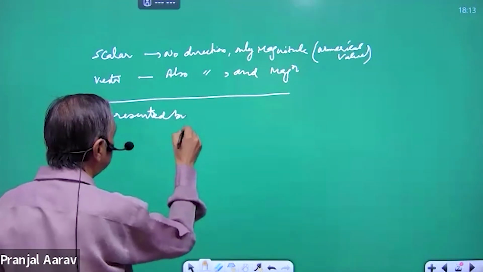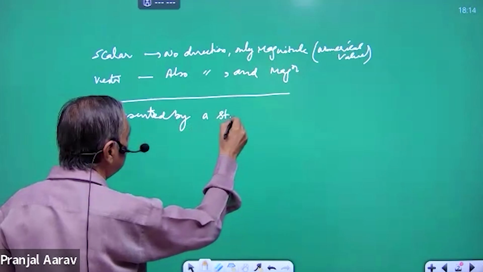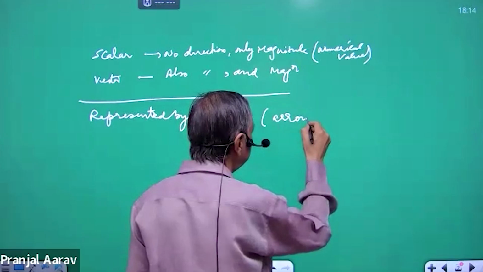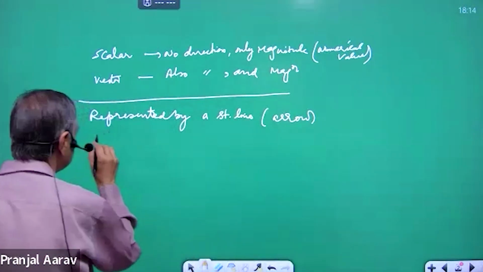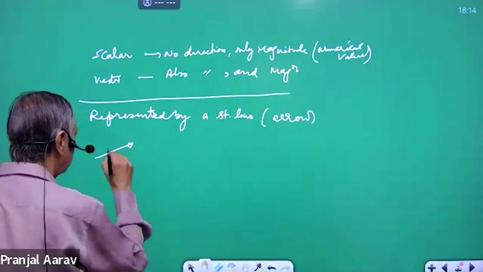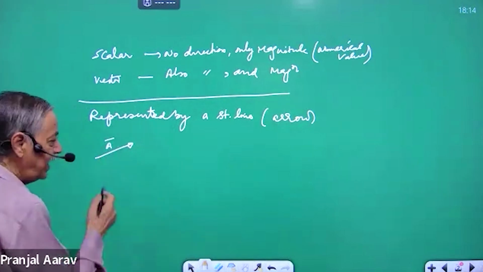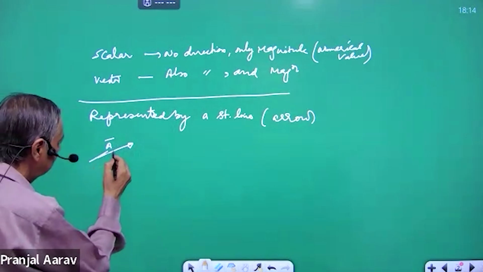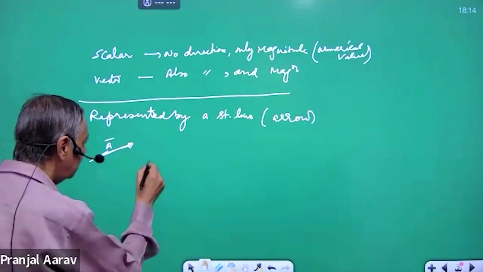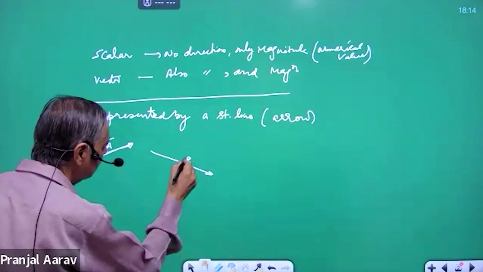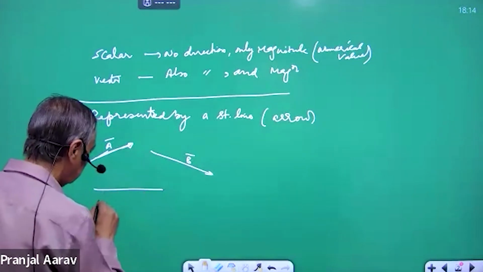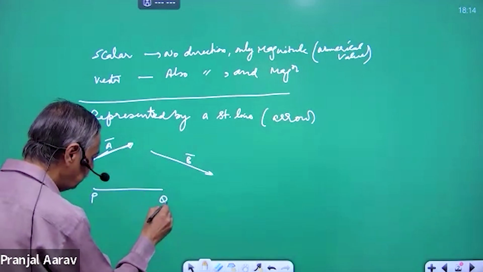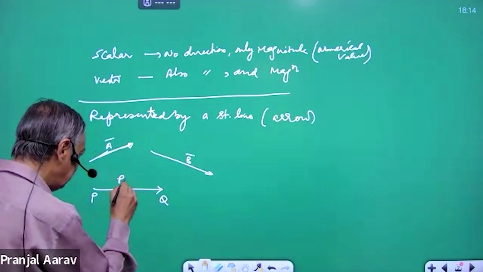Represented by a straight line, rather by an arrow. A is the name of this arrow. This is vector A. This is vector B. This vector starts from P and it goes up to Q. This vector's name can be PQ.